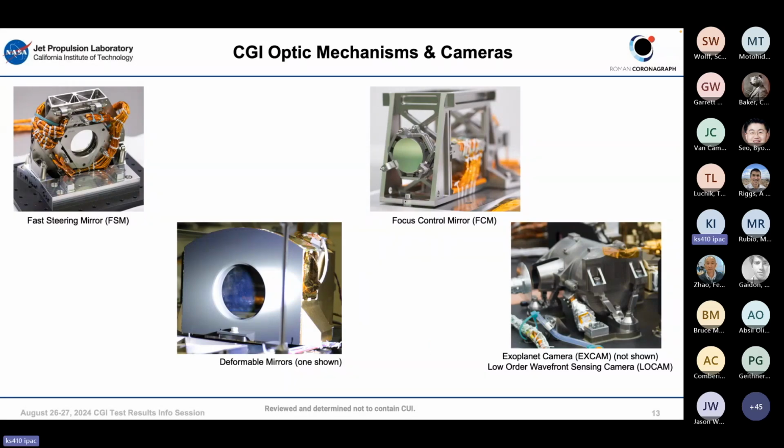All right, so here are some images on these slides of the as-built optics. We have the fast steering mirror over here. Note that that was originally designed and built for the Space Interferometry Mission that ended in about 2010, 2011. So this may be the one component of that project that actually flies. Then the focus control mechanism here, deformable mirror, one shown, there's two of them. And then here's the low order wavefront sensing camera, which is identical to the exoplanet imaging camera.